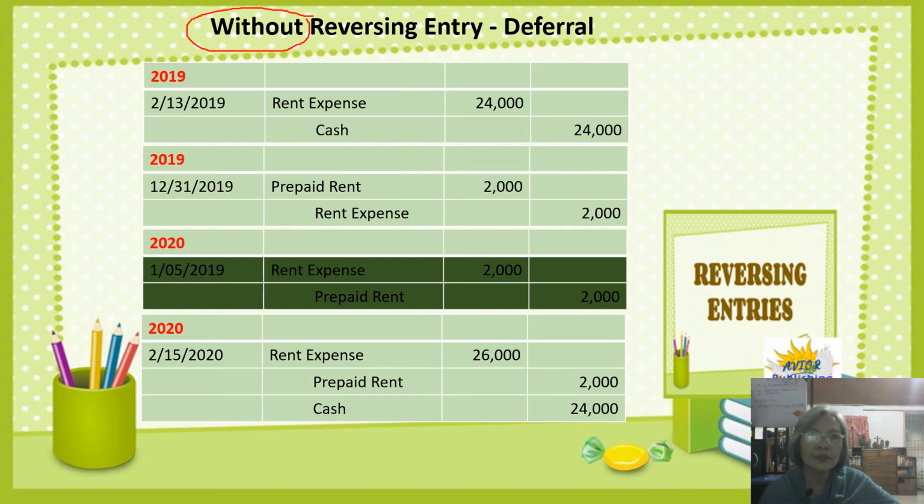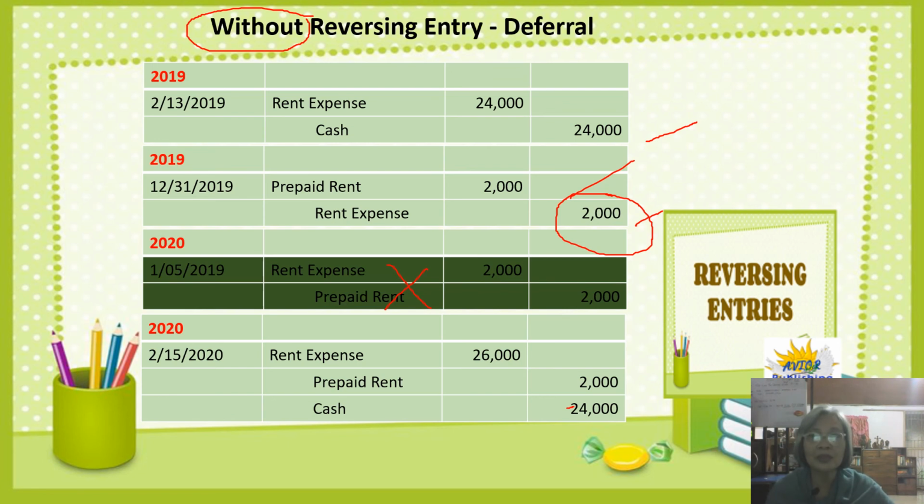So, meron tayong rent expense na 24,000. In-adjust natin. Nagkaroon tayo nitong entrada na to: nagka-debit tayo ng prepaid rent at credit rent expense. Ngayon, magbabayad ulit tayo ng isang taon. Wala tayong reversing entry. Magbabayad ulit tayo para sa isang taon. Eh, meron tayong rent expense na naka-credit eh. So, hindi na totoo na ang rent expense natin ay 24,000, kasi meron tayong talagang sobra na 2,000 na rent expense. So, idadagdag natin. So, magiging 26,000 na instead of 24,000.